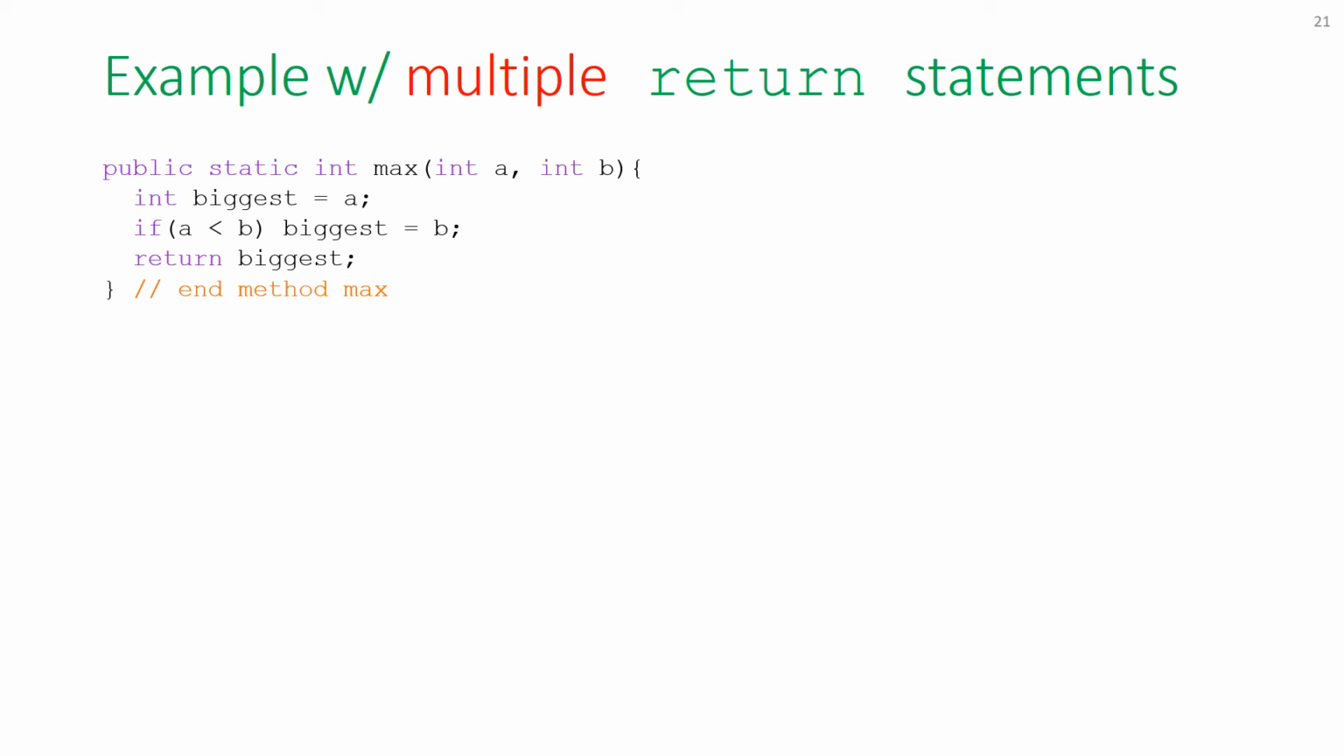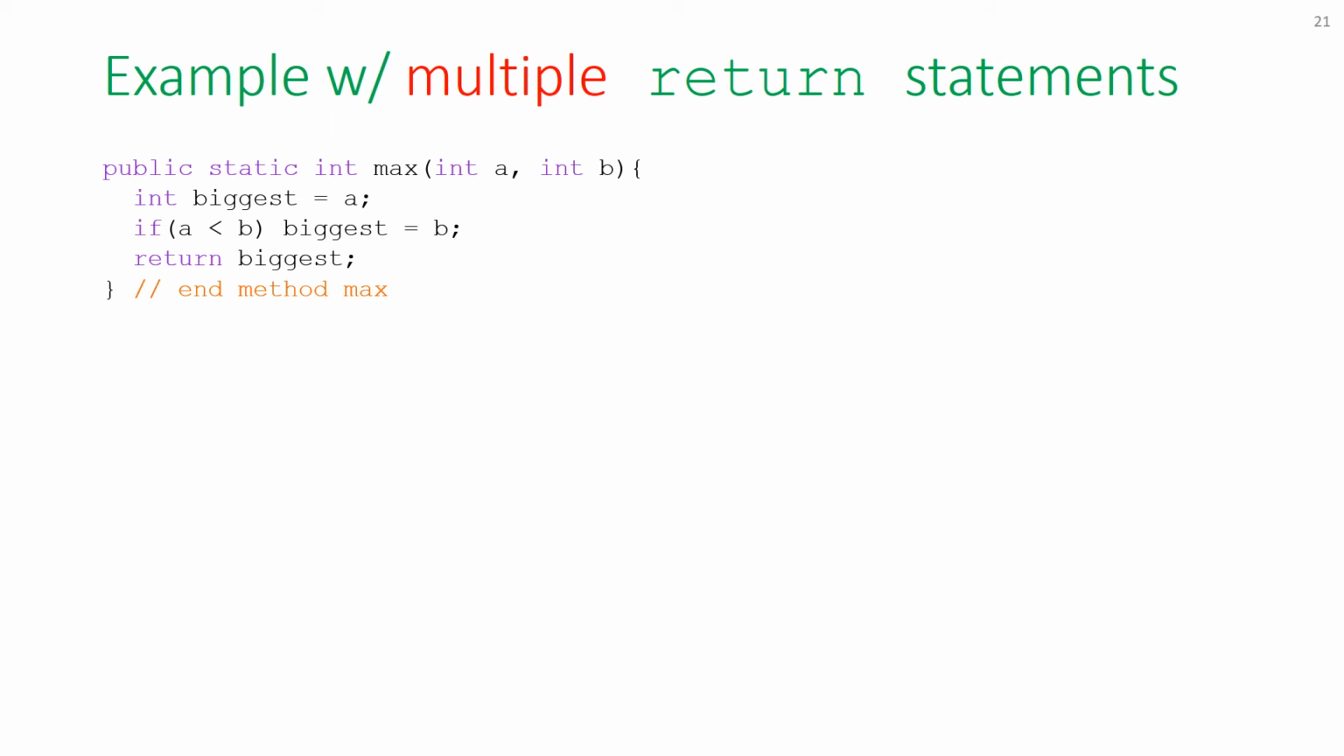Public static int max. So max is going to return an int. It takes 2 parameters, a and b, of data type int. I have a local variable here in my method called biggest. I set biggest to a by default. I assume a is the biggest. And then I check, oh, by the way, if a is lesser than b, oops, so biggest is b instead. And then I return biggest.